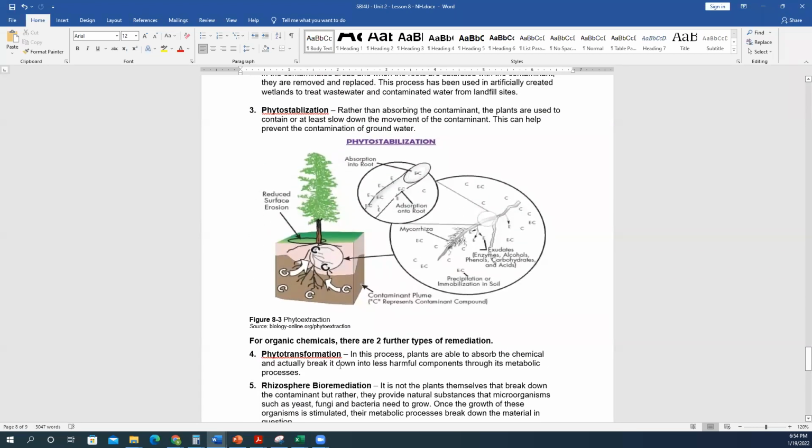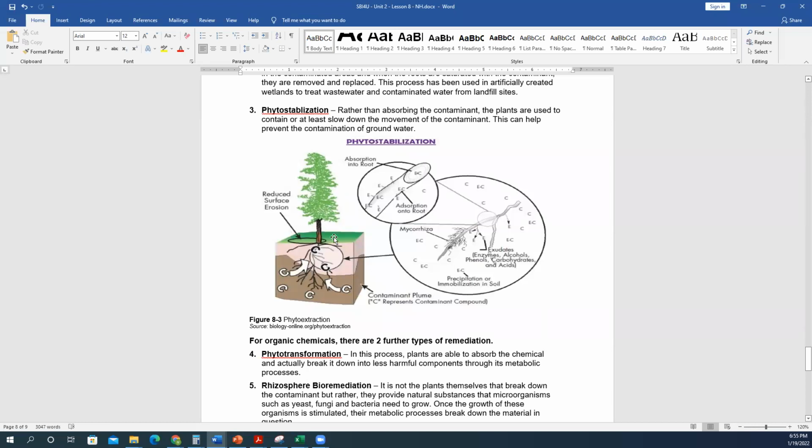The third method that we can talk about is phytostabilization. So in this method, rather than absorbing the contaminant, these plants are used to contain or at least slow down the movement of that contaminant. And this can help to prevent the contamination of groundwater. So phytostabilization is shown in this figure here.